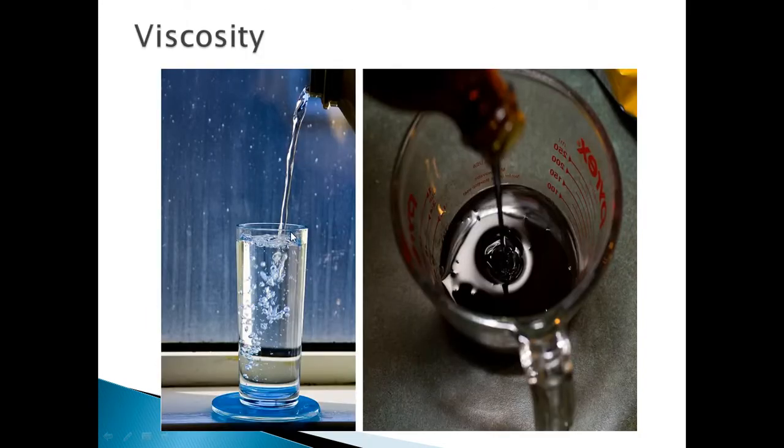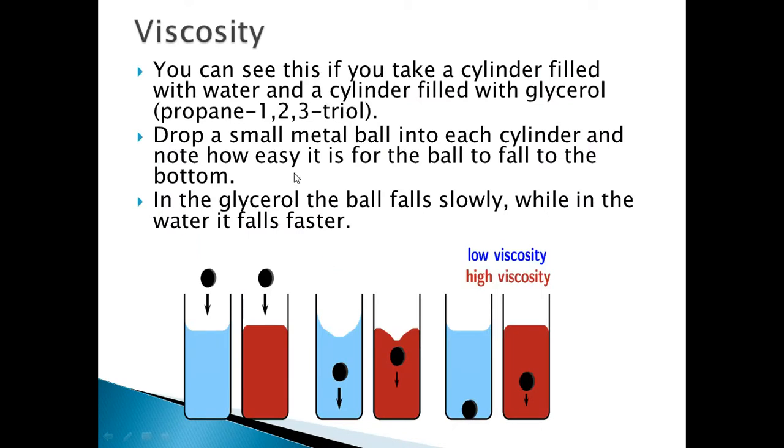For instance, if you consider water and honey, when you are pouring hot water and honey in a cup, water will pour faster than honey, meaning that honey is more viscous than water. Another illustration is this. If you fill two jars, one with glycerol and the other with water, and throw a ball into the two jars and monitor how fast the ball falls to the bottom of the jar, that will tell you how viscous a liquid is.